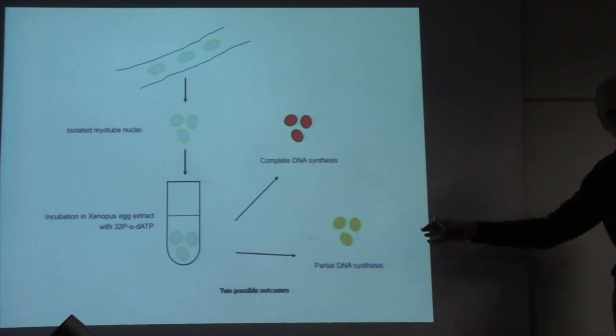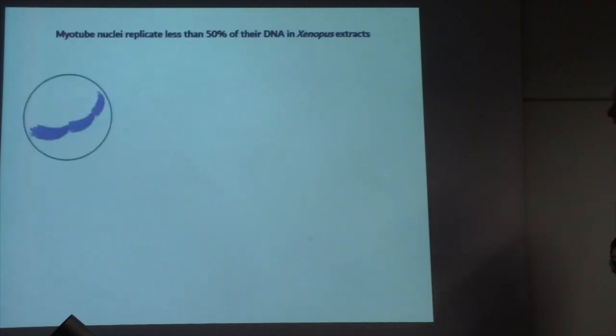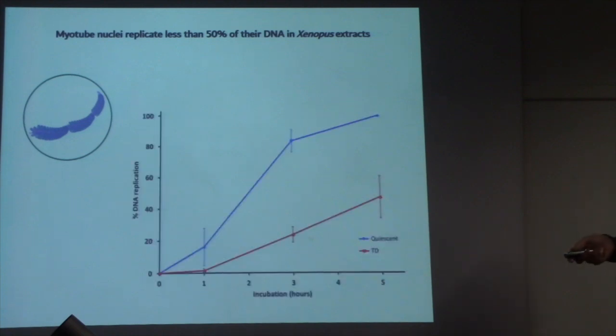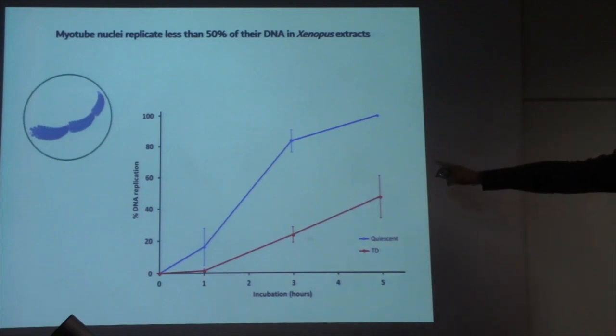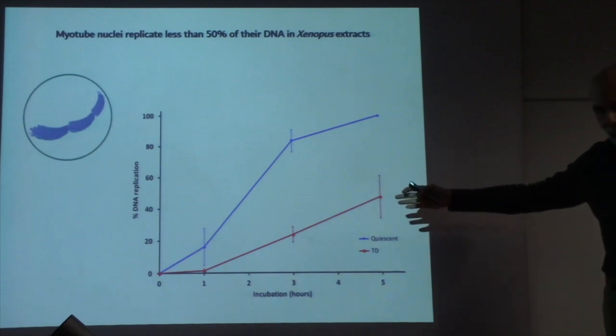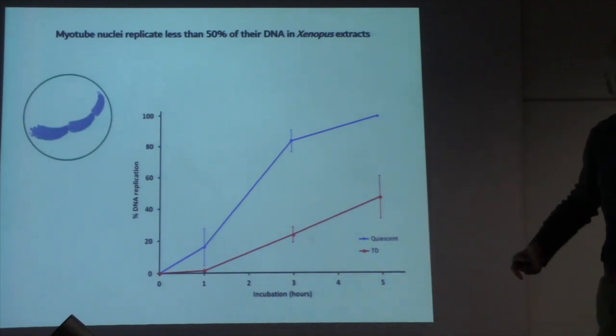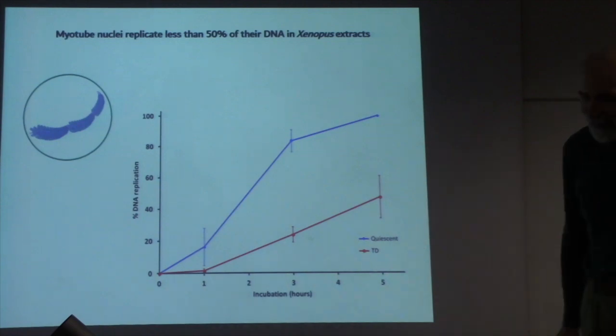And the result of this experiment is that if you take nuclei from myoblasts and myotubes, here are the myoblasts, replication, and these are the myotubes. So clearly they show evidence of a structural problem. I'll stop here because it's late. And these results are not finished yet, so I can't tell you what's the final.